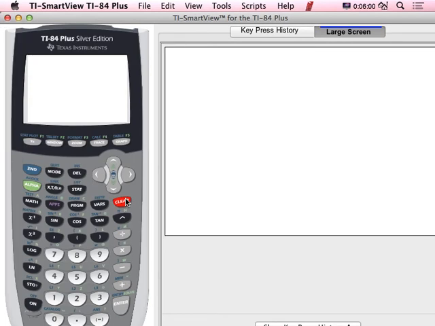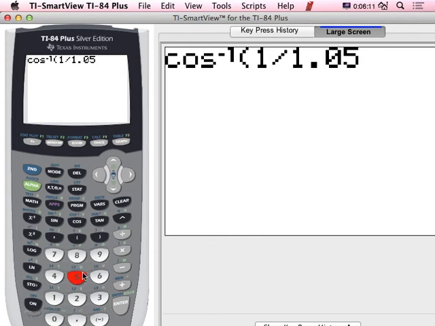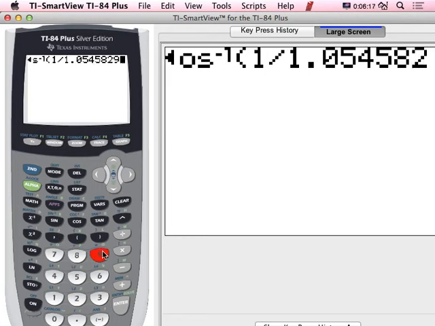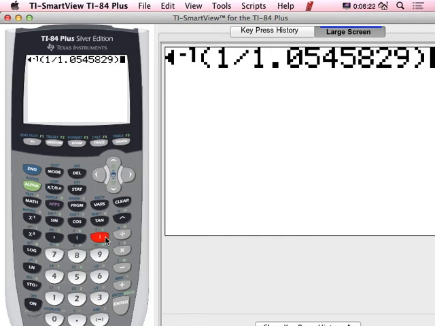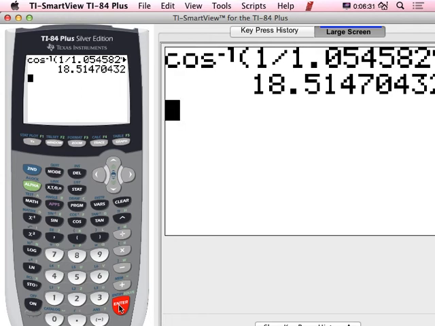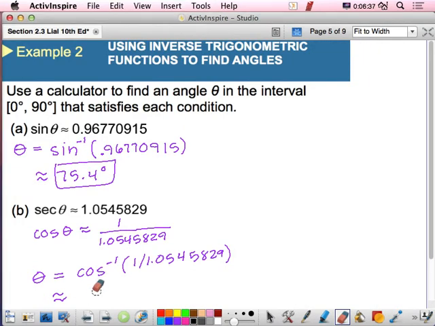Okay, I should type in second cosine of 1 divided by, what is it? 1.0545829. Okay, so we did second cosine of 1 over 1.0545829. And we should have gotten 18.5 degrees. Right. Got it. 18.5 degrees. So as I was saying before, if you're going to have trouble with any of them, this is going to be the one.